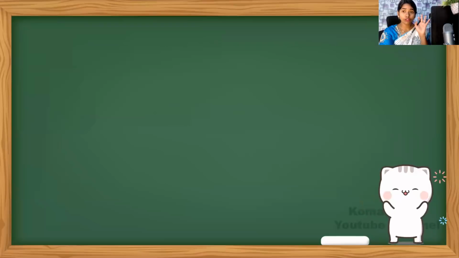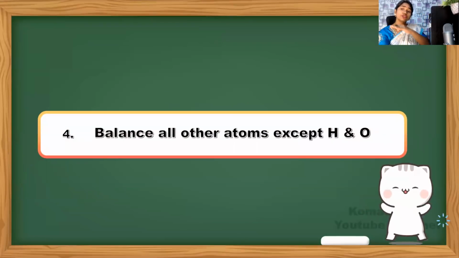And coming to the fourth step, that is balance all other atoms except hydrogen and oxygen. You balance all other atoms except hydrogen and oxygen.